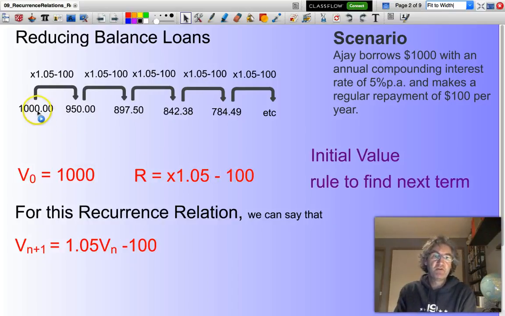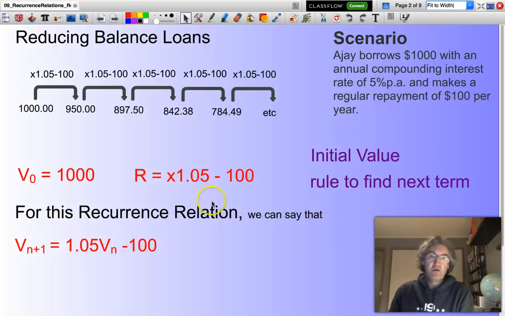So start at $1,000, multiply by 1.05, subtract 100. So after the first year, his loan will now be $950. Second year, same mathematical operation will occur. Multiply by 1.05, there's our increase of 5%, and then decrease by $100, which is our loan repayment. And this will go on until his loan is completely repaid.